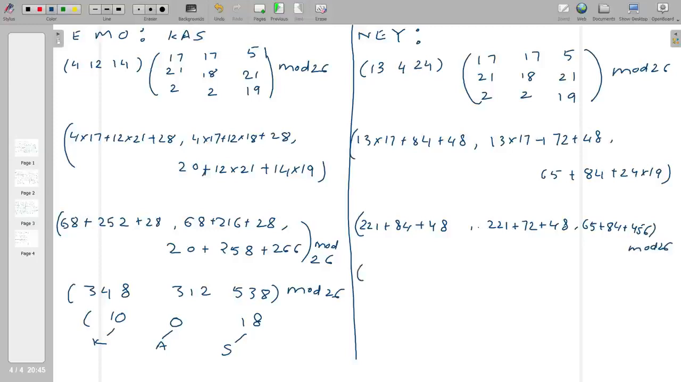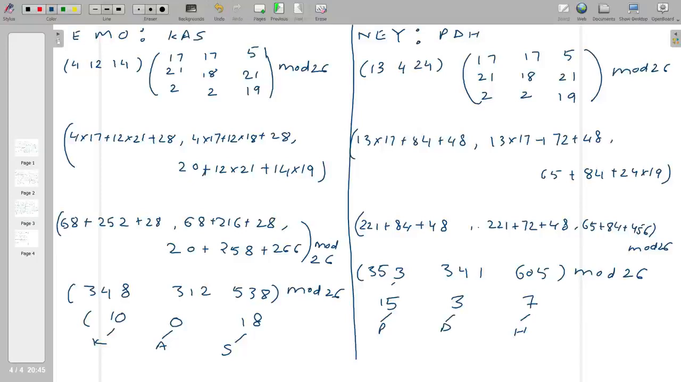So when we add these three, it comes out to be 353, this comes out to be 341, and this comes out to be 605, and it is mod 26. So when we divide 353 with 26, the remainder will be 15. When we divide 341, the remainder will be 3. When we divide 605 with 26, the remainder will be 7. So this is P, D, and H. So NEY can be encrypted as PDH.